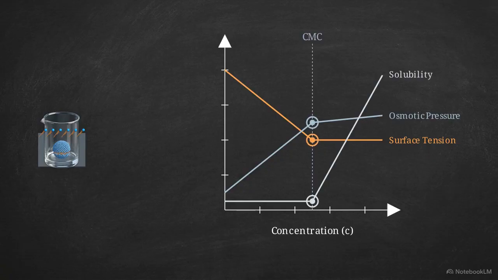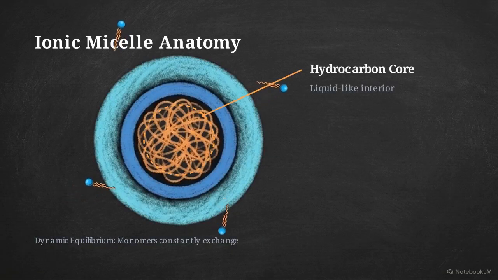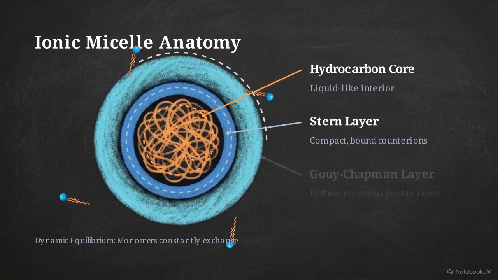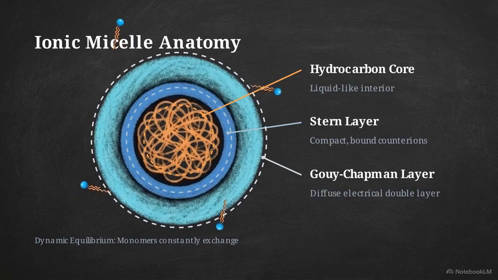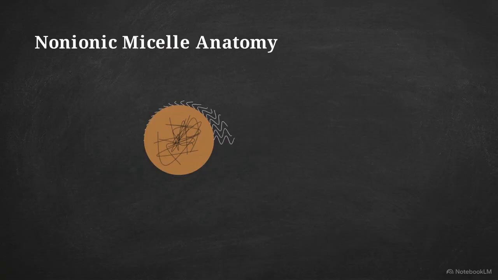Notice the sudden change in slope on every single curve. These distinct physical pivots occur exactly at the CMC. Within an ionic micelle, the hydrophobic chains form an interior core, with properties similar to liquid hydrocarbon. Surrounding this core is the Stern layer, a compact zone containing the charged head groups and strongly bound counterions. Beyond that lies the Gouy-Chapman electrical double layer.